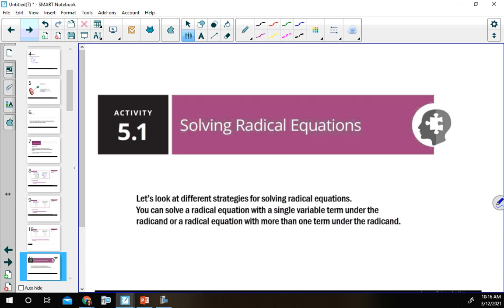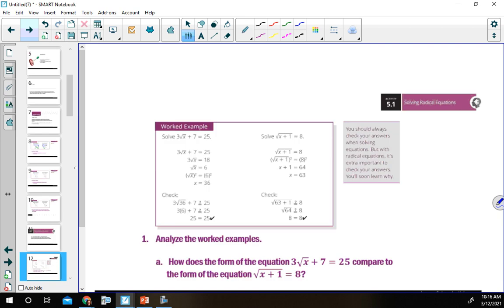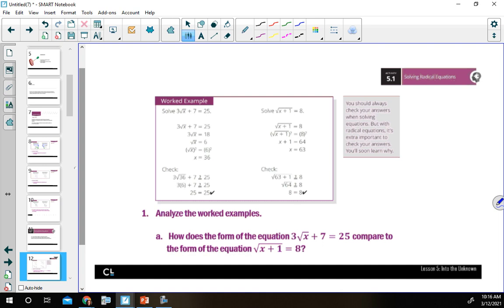Okay, so let's look at different strategies for solving radical equations. You can solve a radical equation with a single variable term under the radicand or a radical equation with more than one term under the radicand. Okay, so we are going to have to check our answers because in some instances we're going to get what x equals.